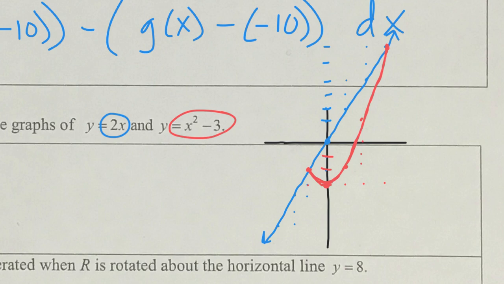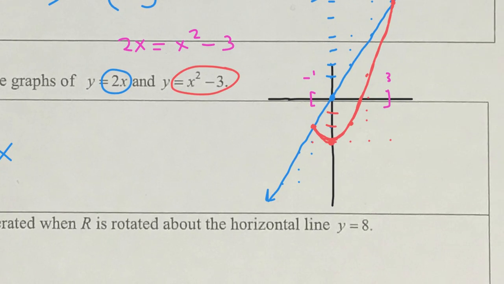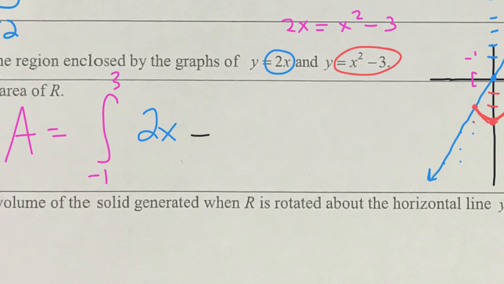Okay, so it looks like our interval that we're looking for goes from -1 to +3. Okay, so if we set these two equations equal to each other, we could make a quadratic and solve that and probably get -1 and +3 as your two x values. So -1 to +3 is going to be your interval. So area is the integral from -1 to +3 of your top function, which was 2x, right? So we're looking from the top to the bottom. The top function is 2x minus the bottom function of x squared minus 3, and this is with relation to x.